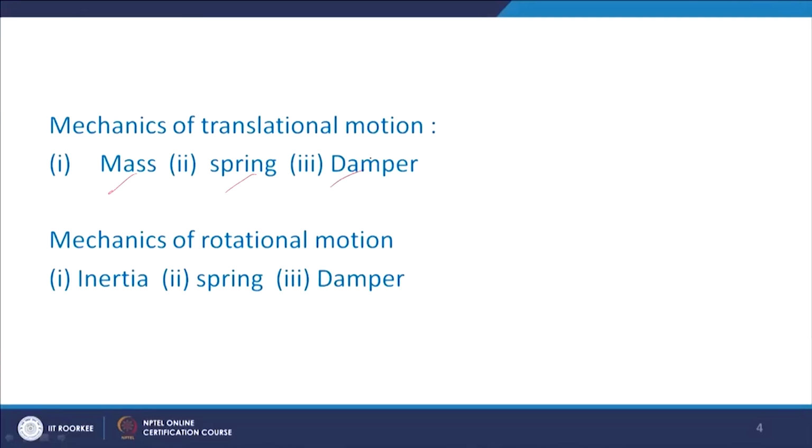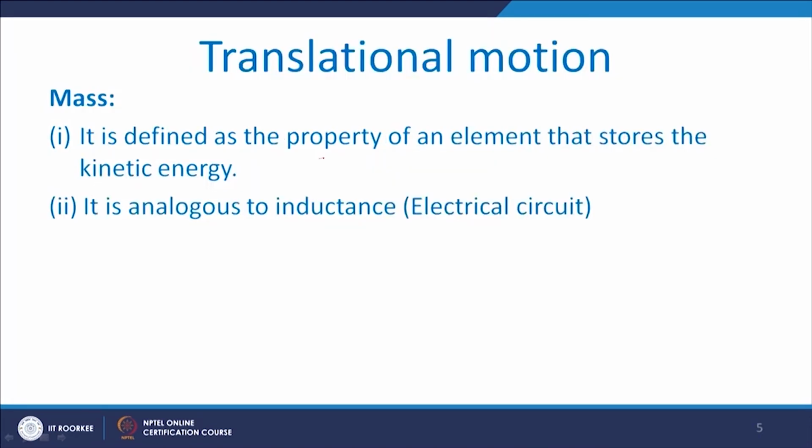Just like an electrical system has resistor, inductor and capacitor, in mechanical systems the elements are represented as mass, spring and damper in the case of translational motion, and in the case of rotational motion it is inertia, spring and damper, only the mass changes. Now how do we define the mass? It is defined as the property of an element that stores kinetic energy, therefore it is analogous to inductance.